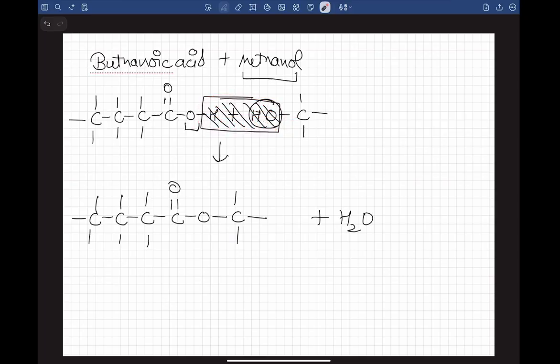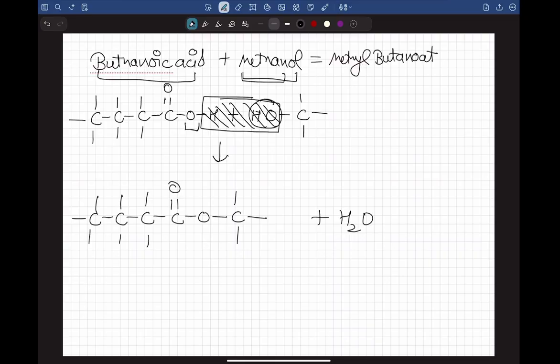Alright, now how do you name this? Now see, if you know the name of the acid used and the alcohol, you can use the same trick: alcohol will give you methyl here and acid will give you OH. So methyl butanoate.